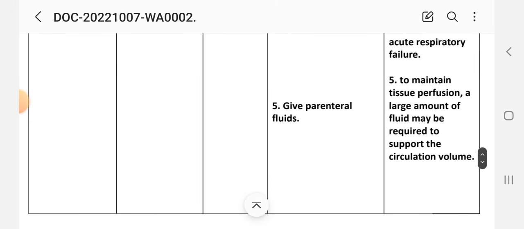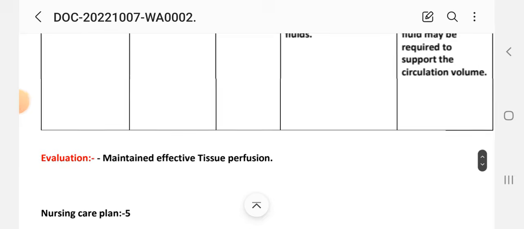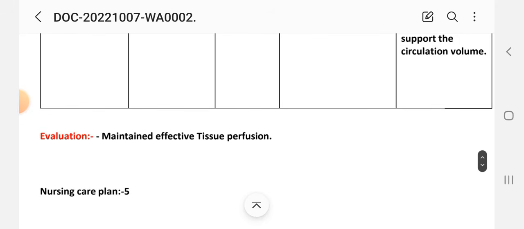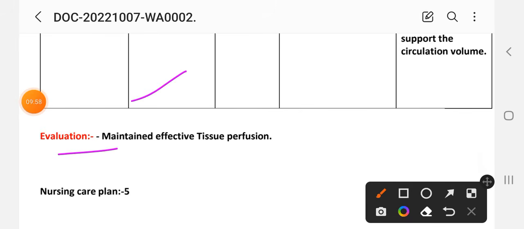Number fifth intervention: give parenteral fluids here to maintain tissue perfusion. A large amount of fluid may be required to support the circulatory volume. After providing these interventions, we write here the evaluation steps. Here evaluation is: maintain effective tissue perfusion. Next, let's see the fifth care plan here.